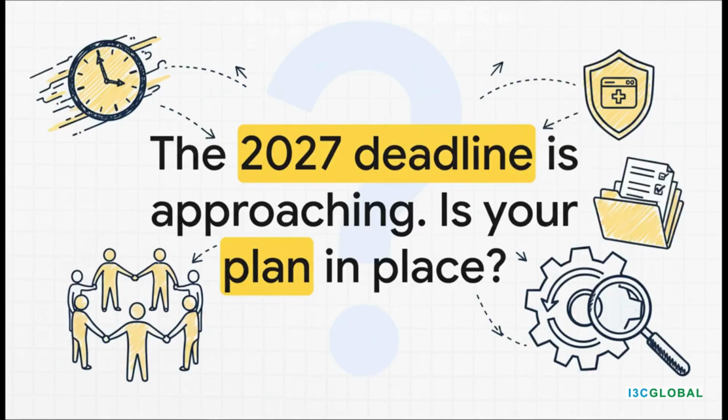Let's just end on this: that 2027 application deadline. It feels like it's a long way off, but it is coming up so much faster than you think. The time to build your team, find your partners, and get your documentation finalized is right now. So the only question left is: is your plan in place?